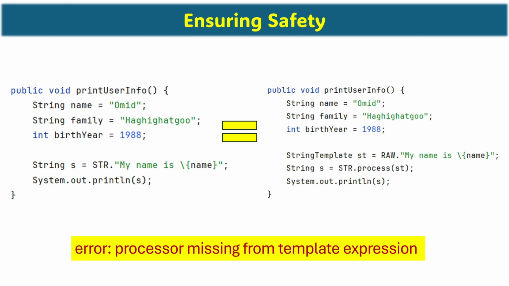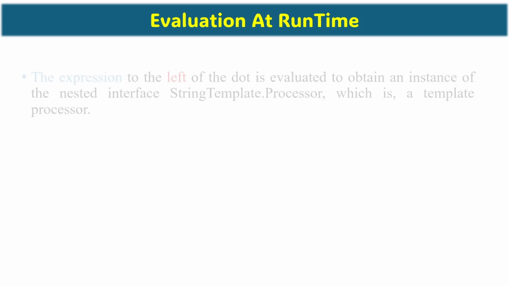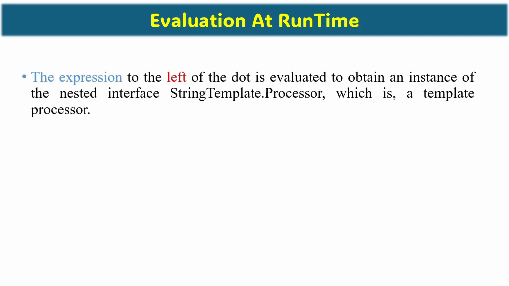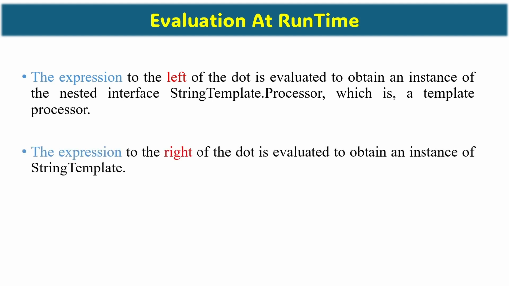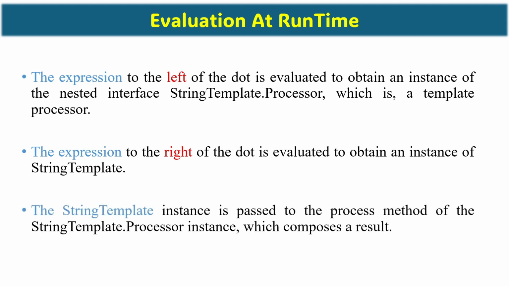At runtime, a template expression is evaluated as follows. The expression to the left of the dot is evaluated to obtain an instance of the nested interface StringTemplate.Processor. That is, a template processor. The expression to the right of the dot is evaluated to obtain an instance of StringTemplate. The StringTemplate instance is passed to the process method of the StringTemplate.Processor instance, which composes a result.